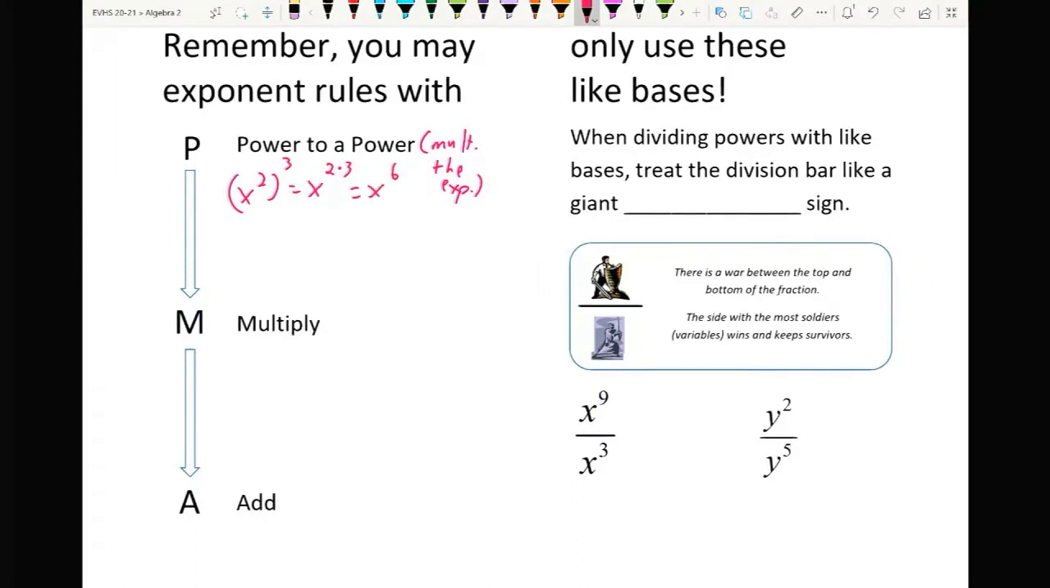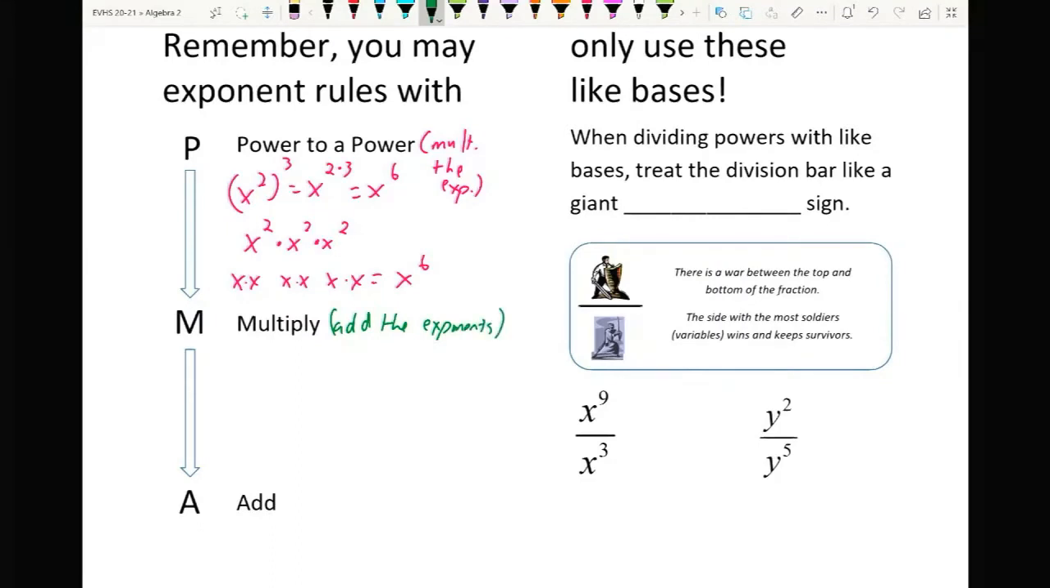Now, the reason that works is because x squared cubed is x squared times x squared times x squared. Each of those x squareds is actually x times x, x times x, x times x, which is x to the 6th power. Okay, now when I multiply things together, I am going to add the exponents.